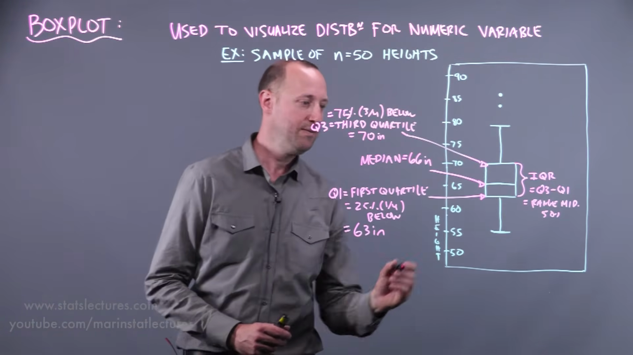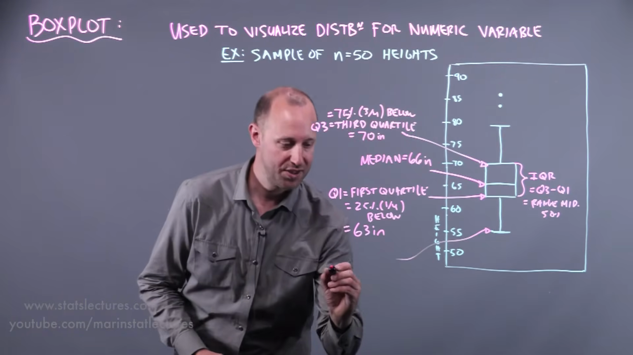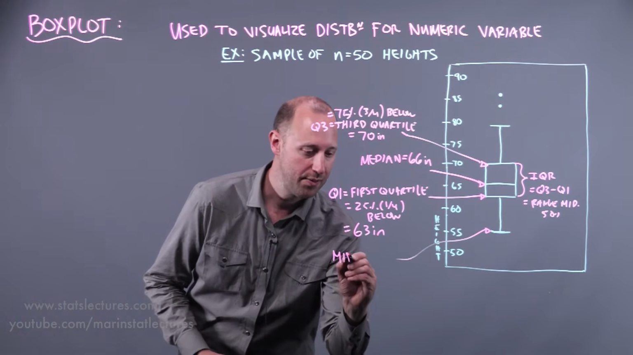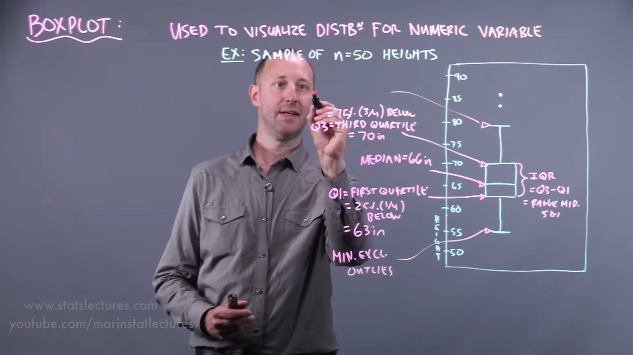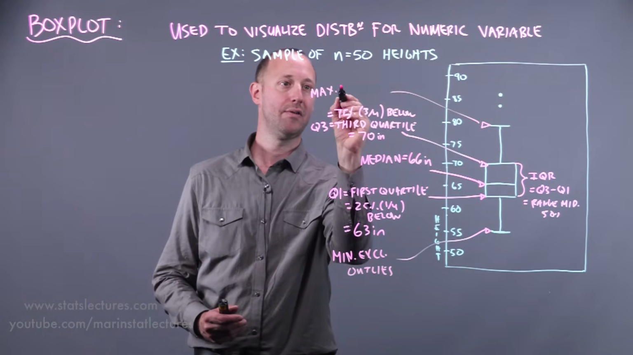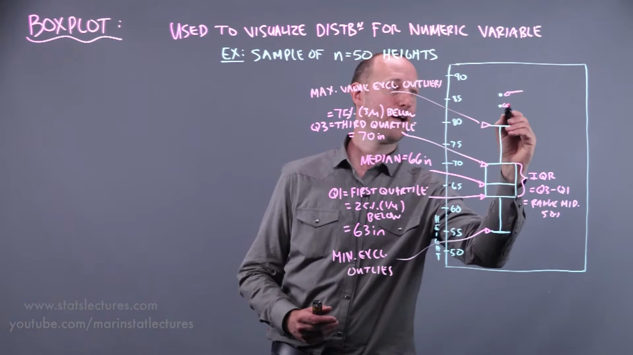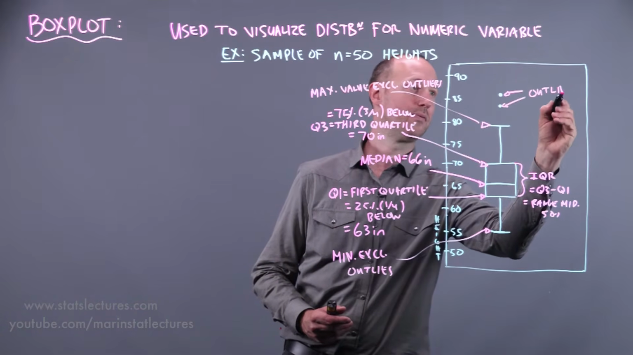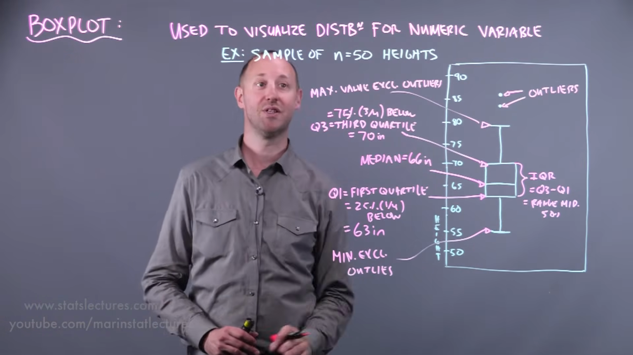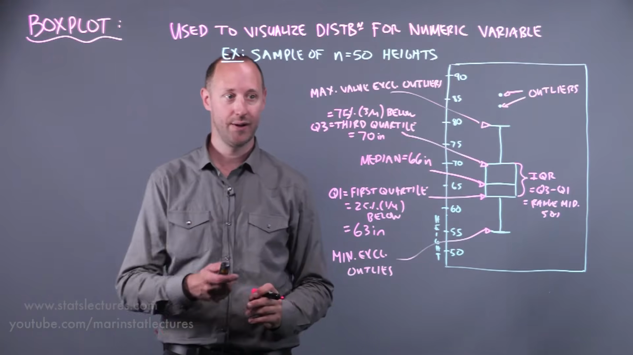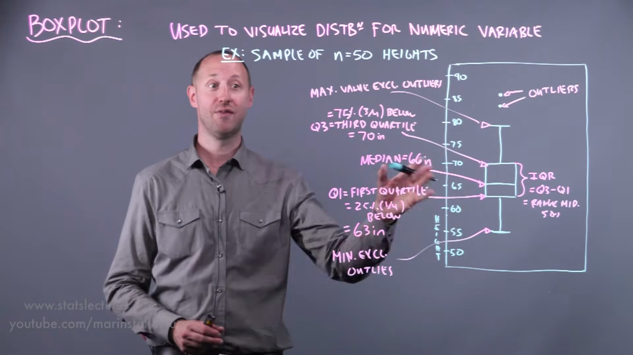Now these lines here extend, and the line where the tick is here is what's known as the minimum value excluding outliers. And the top up here, that is the maximum value excluding outliers. And any outliers get drawn in individually. In a moment we'll get to talking about how we decide what's defined as an outlier versus what's the maximum value that's not an outlier. So this plot here helps us visualize the distribution for the variable height.